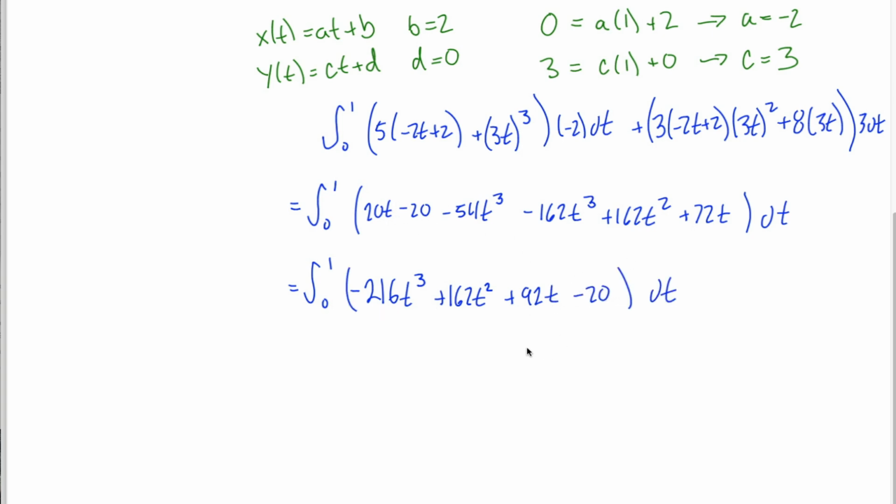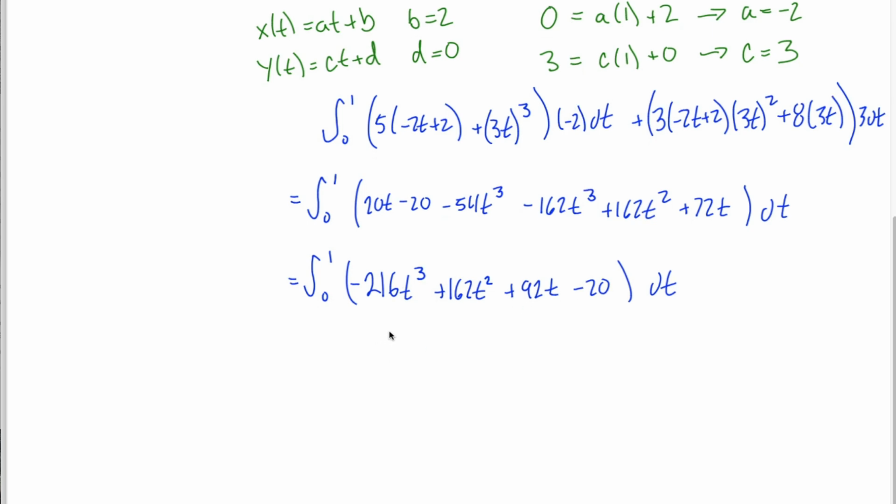All that's left to do now is take an antiderivative and plug in zeros and ones. This first term becomes t to the 4th power. Negative 216 divided by 4. Let's see, 200 divided by 4 is 50. And 16 divided by 4 is 4. So I guess this is negative 54t to the 4th. For 162t squared, the new exponent is 3. Divide 162 by 3. 150 divided by 3 is 50. 12 divided by 3 is 4. So that works out nicely also. I got 54t cubed. For this next term, the new exponent is 2. 92 divided by 2 is just 46. And then finally, minus 20t.